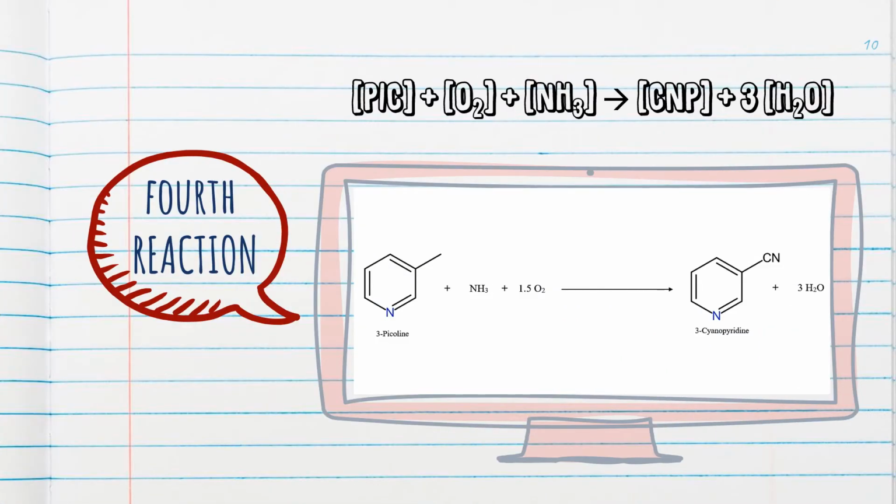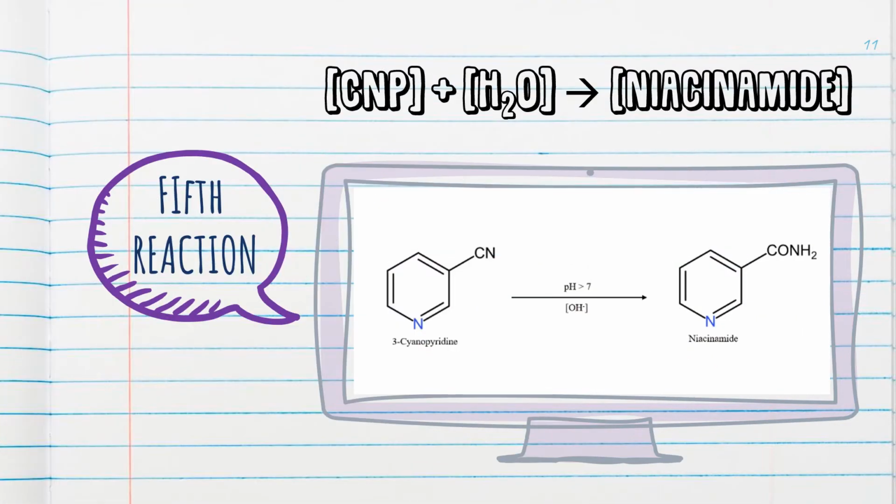Meanwhile, the remaining 90% of the picoline undergoes an exothermic ammoxidation with the presence of a vanadium pentoxide catalyst to form 3-cyanopyridine. And finally, 3-cyanopyridine is converted into niacinamide via an enzymatic hydrolysis process under the condition of pH more than 7.